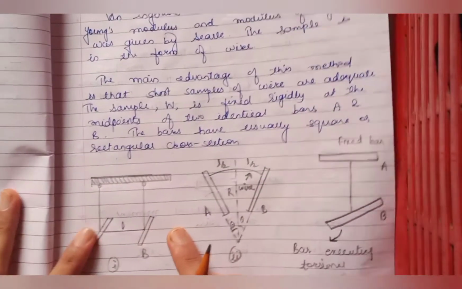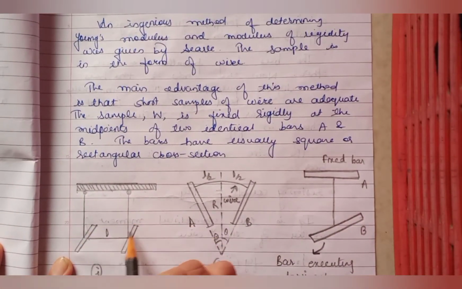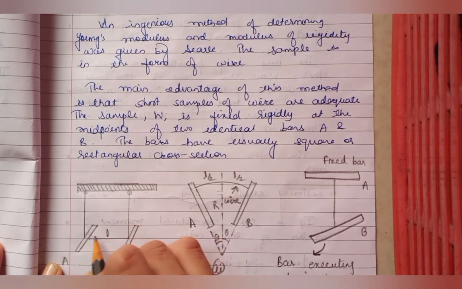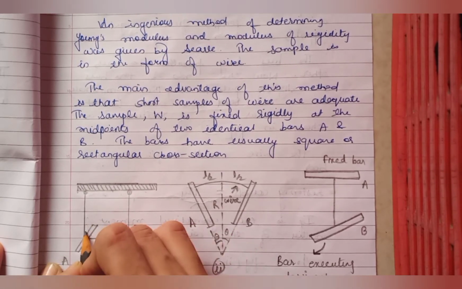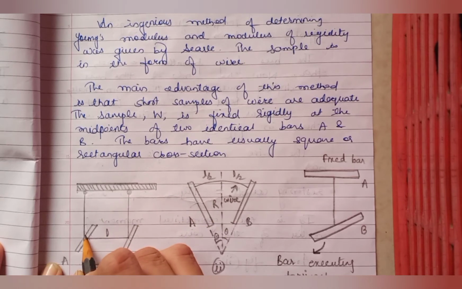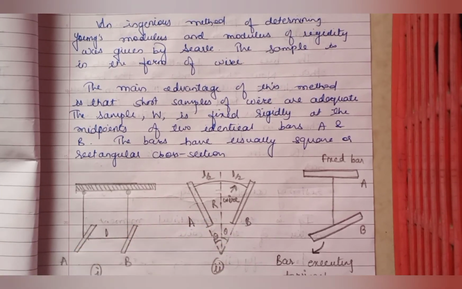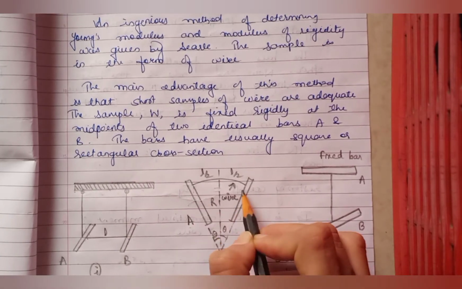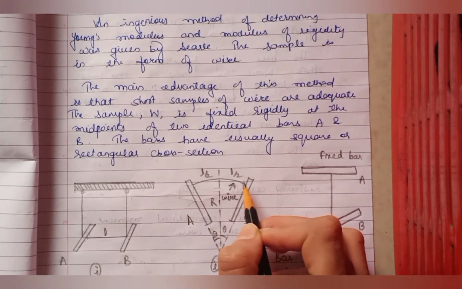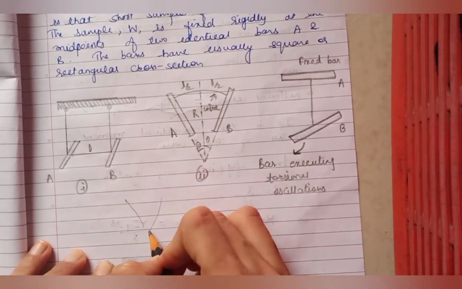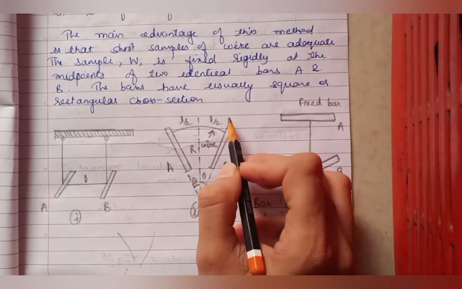Now see this figure. There are two bars A and B. Here there is a sample of length L connected between their midpoints, and these two bars are parallel to each other and hung by a rigid support from their midpoints. Now suppose these two bars are pulled, then it will form the shape of an arc like this. We are pulling these bars like this, so then it will form a structure like this.